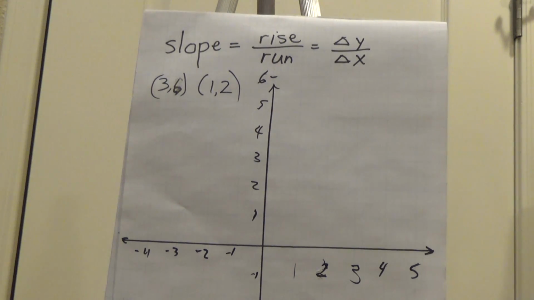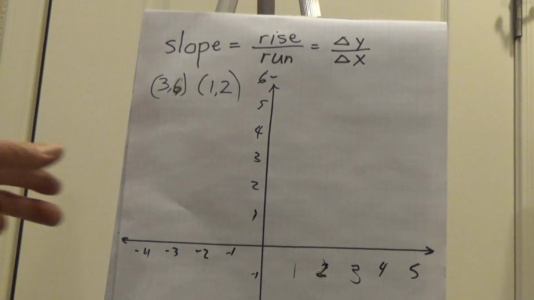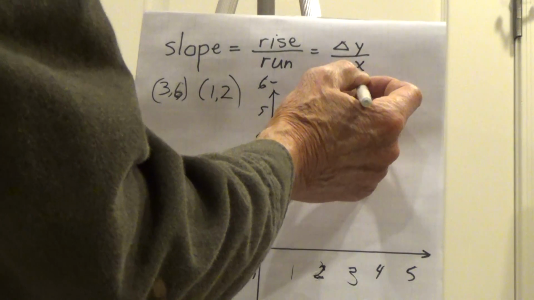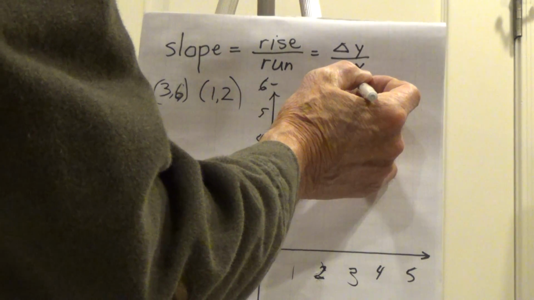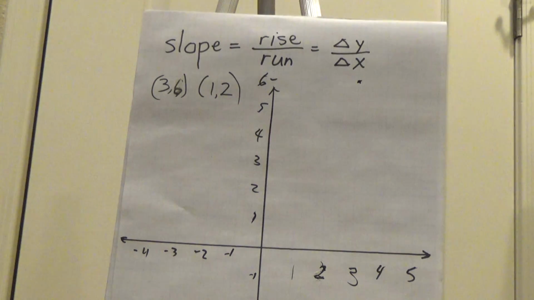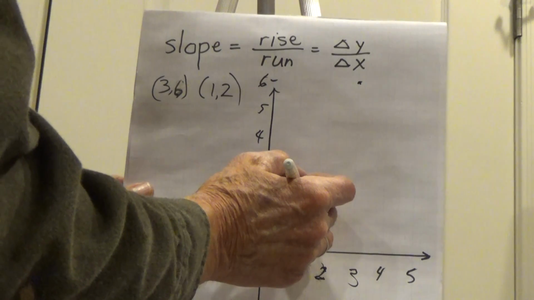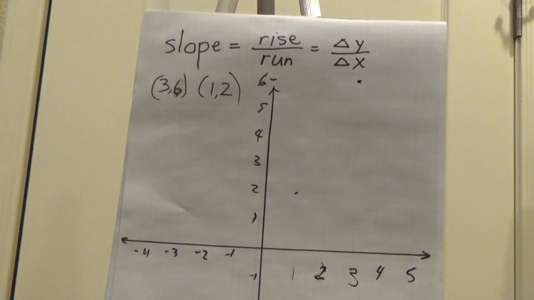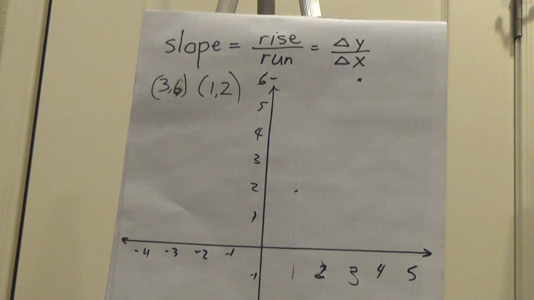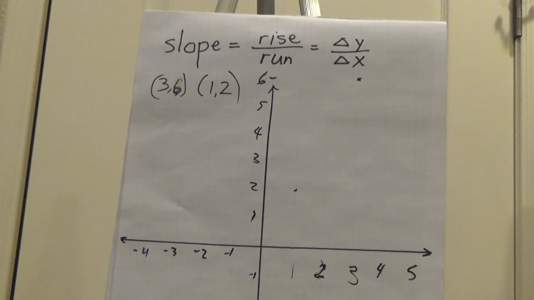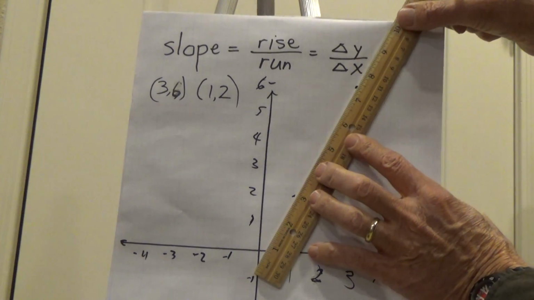Let's look at an example here. We have the point 3, 6. Right here. And then we also have the point 1, 2. This point here. So we have a line that goes from 3, 6 to 1, 2. Okay, we're going to draw that line. Needed to get my ruler. Okay, so we have this line.